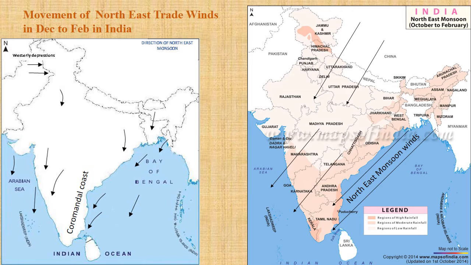The sources of water for both the winds are different. The northeast monsoon winds pick up the moisture from the Bay of Bengal and give rainfall to the Coromandel coast. So the source is the Bay of Bengal. Whereas for the westerly depression, the source is the Mediterranean Sea. Let's go to the next slide.